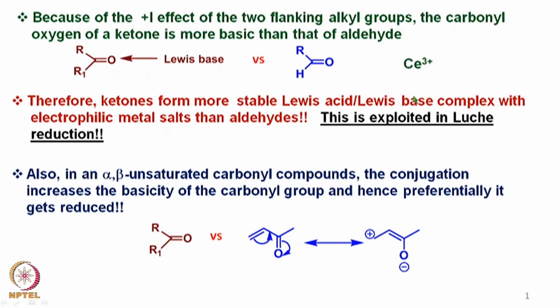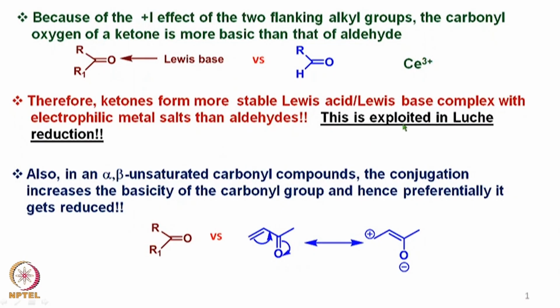Because of the plus I effect of the two flanking alkyl groups, the carbonyl oxygen of a ketone is considered to be more basic than that of an aldehyde. It is obvious that if a ketone has two alkyl groups, the plus I effect would increase the electron density on the carbonyl oxygen in comparison to an aldehyde, in which there is only one alkyl group. And therefore, where ketones and aldehydes are compared, obviously ketones will form a more stable Lewis acid Lewis base complex with electrophilic metal salts than aldehydes.